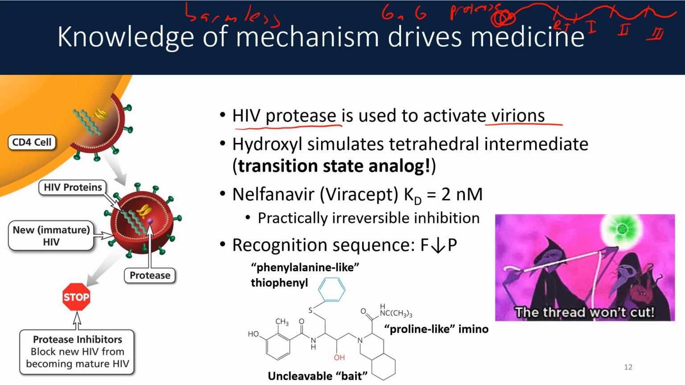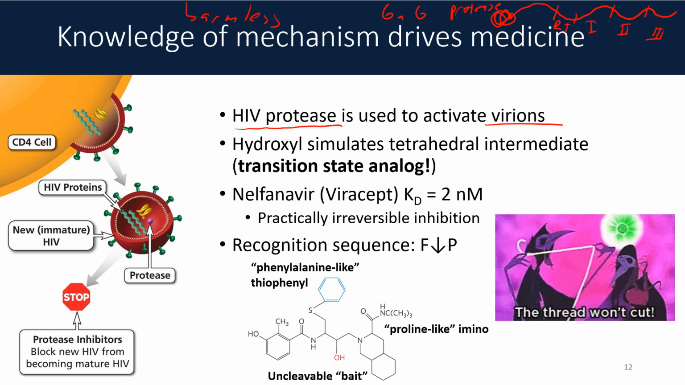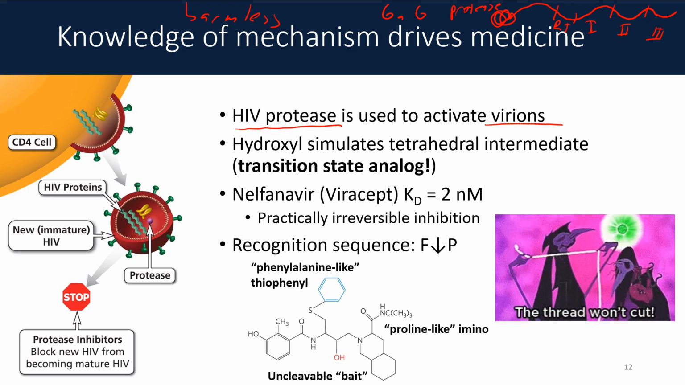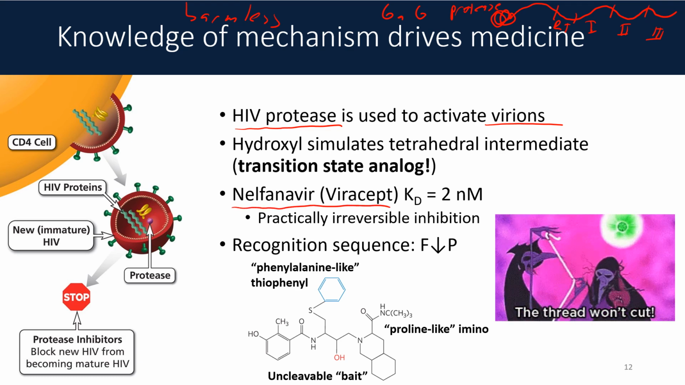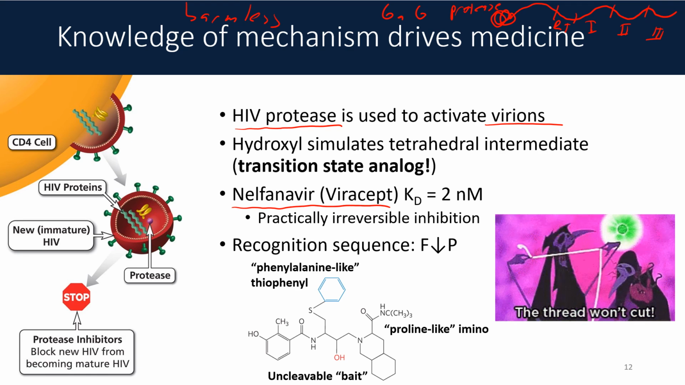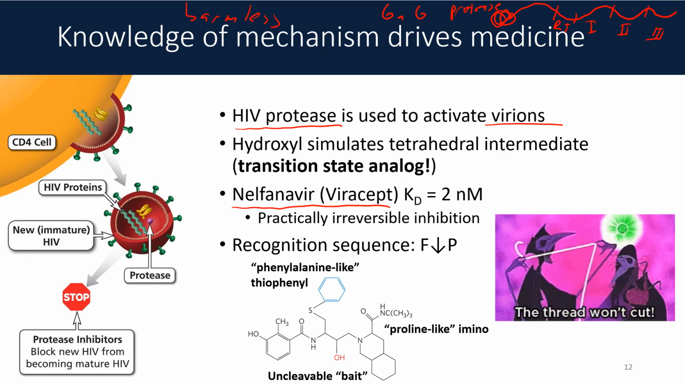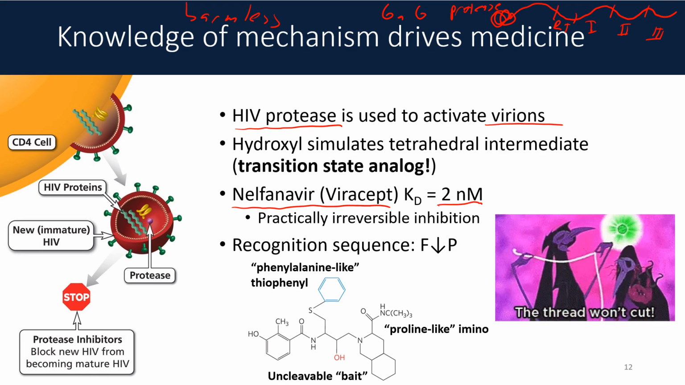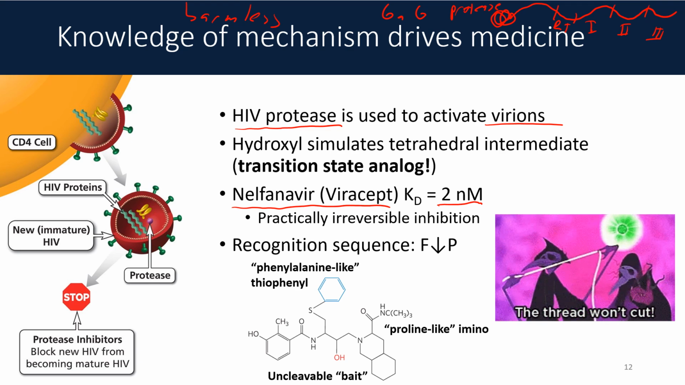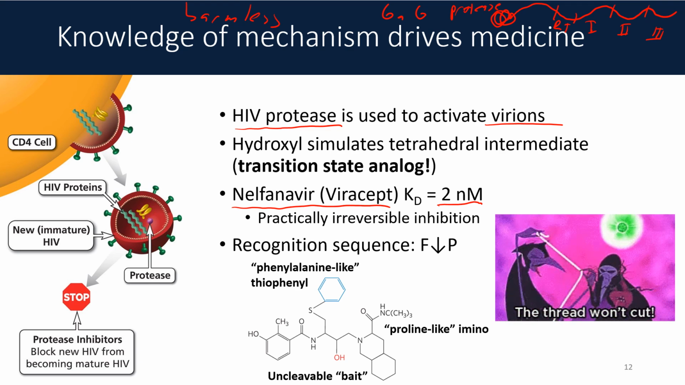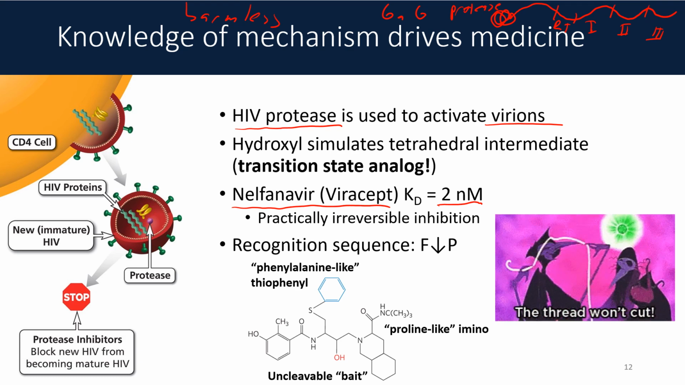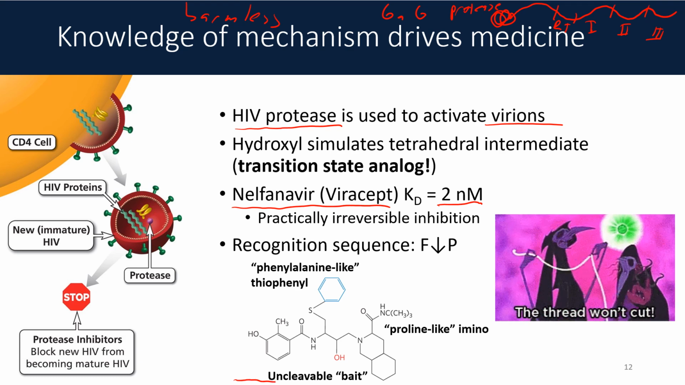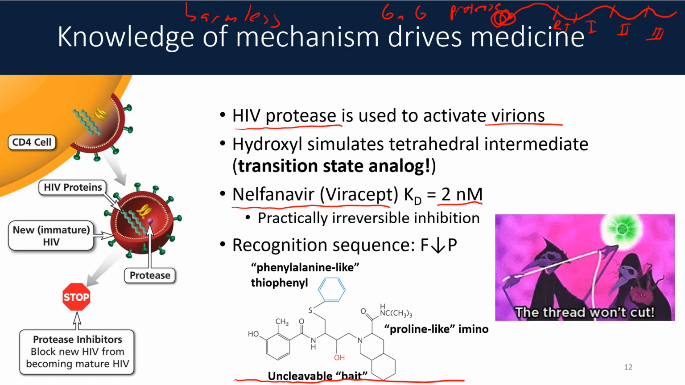Scientists studied the mechanism of HIV protease to come up with this drug, nelfinavir, also known as Viracept. It has a KD of 2 nanomolar, which is really impressive. It's considered practically to be an irreversible inhibition of the enzyme. And this is a picture of the drug right over here.